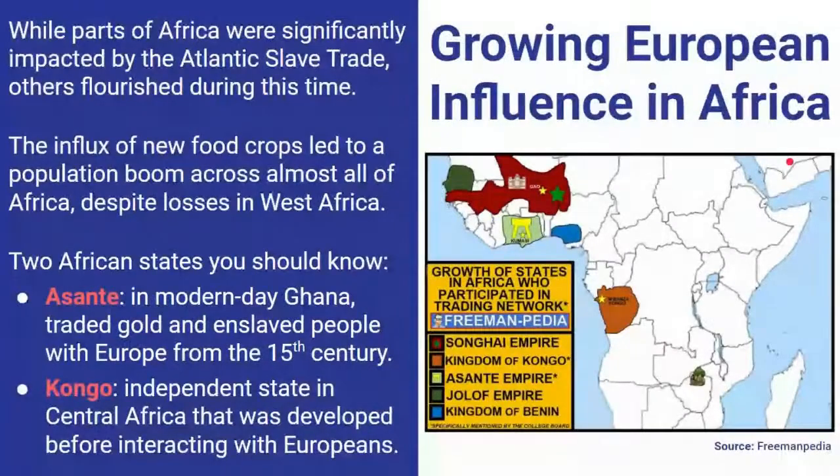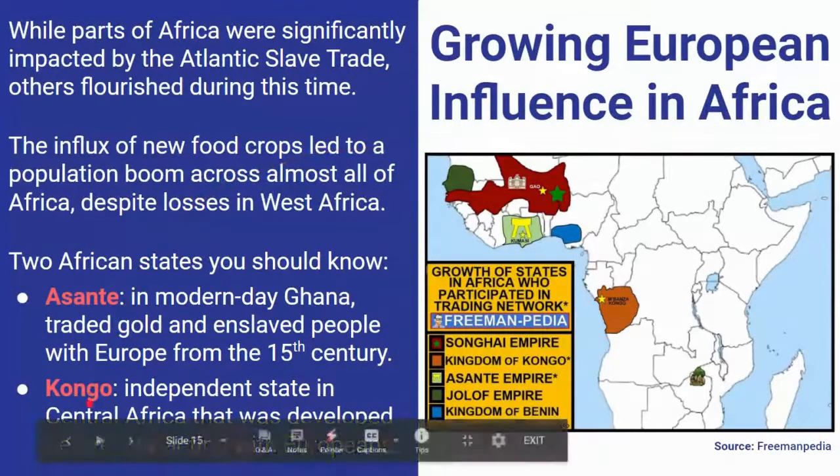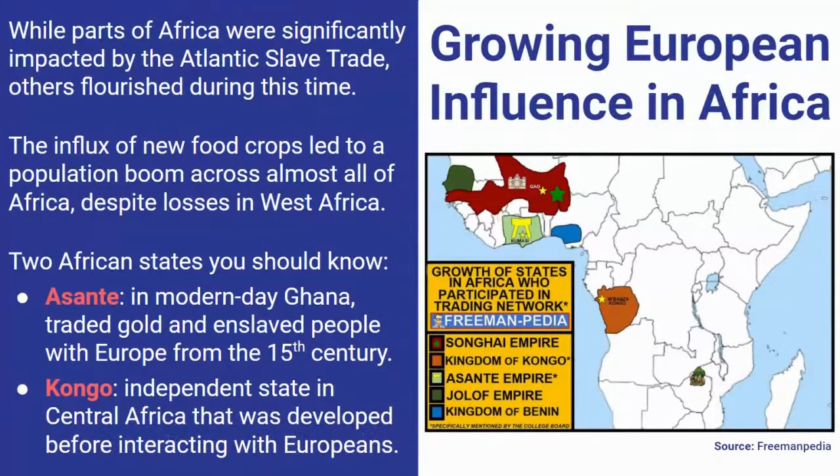as ones to know. In a similar way, there are 2 major states that they want you to know that are relevant in this unit because we're talking about interaction with Europeans. So the Asante Empire and the Kingdom of Congo were 2 that had very large trade relationships with Europeans and became very wealthy, prosperous states in their time because of their interactions with Europeans. You should, of course, know about the Songhai as well.